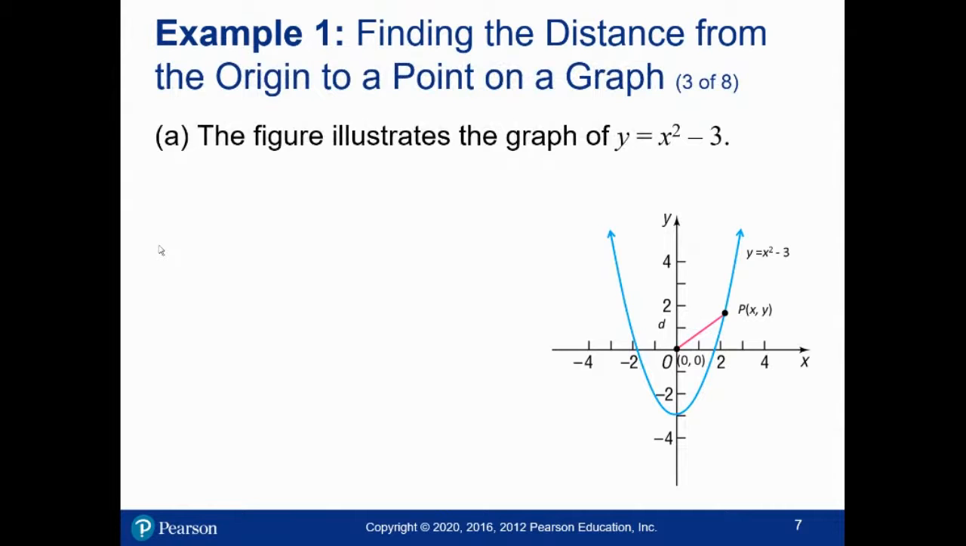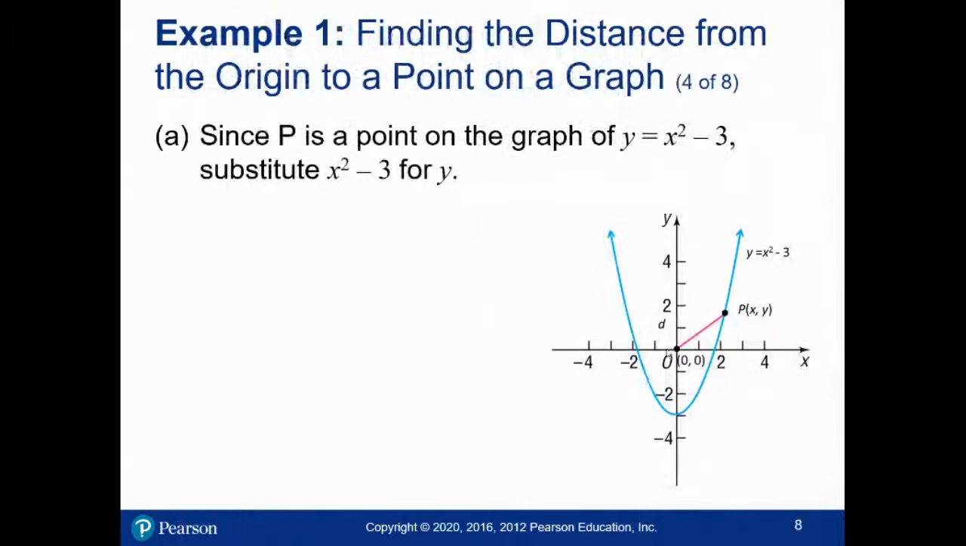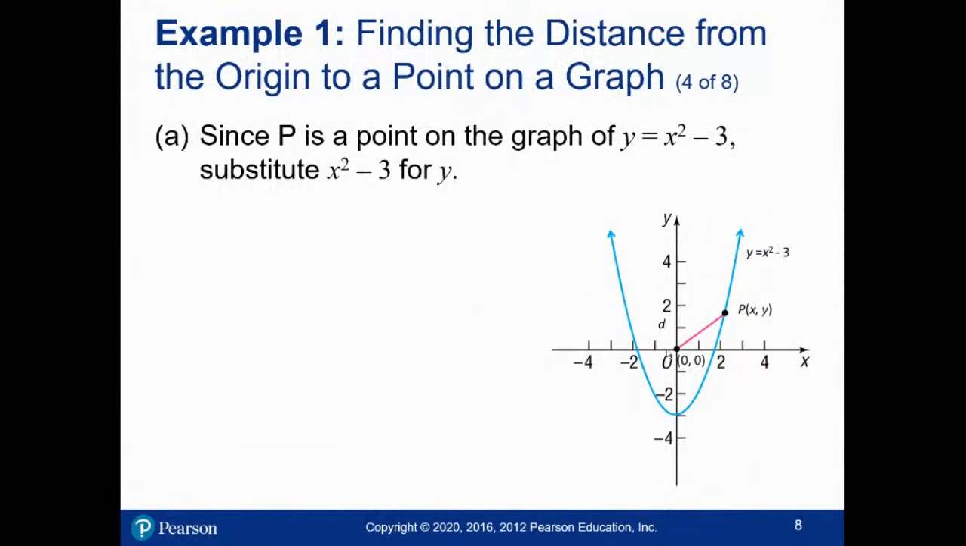So here is the function x squared minus 3. Now, if I'm at the point P of (x, y), here's the origin, here is my distance d that I want to compute. So here's just the distance formula from the point (x, y) to the point (0, 0). It's the square root of x squared plus y squared. But what's y? y is x squared minus 3. So instead of the square root of x squared plus y squared, if I replace y with x squared minus 3, we end up with this.